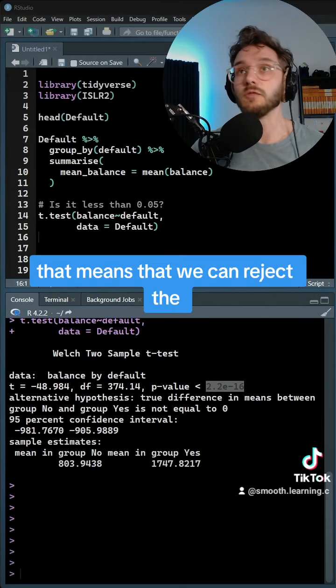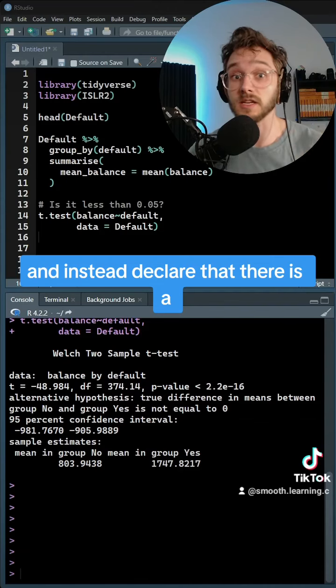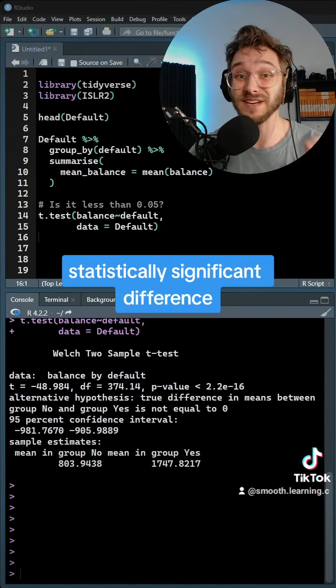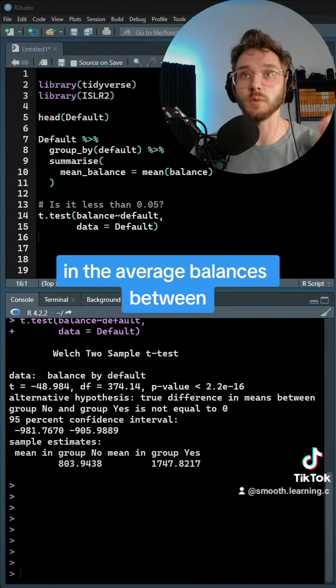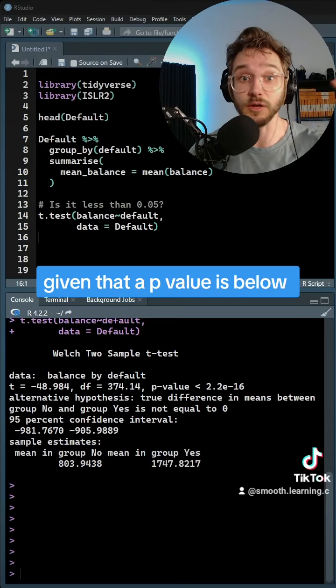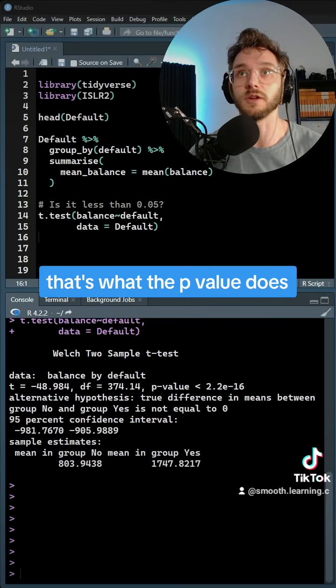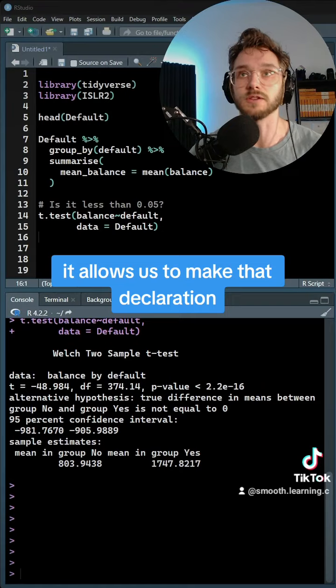That means that we can reject the null hypothesis and instead declare that there is a statistically significant difference in the average balances between these two groups, given that a p-value is below that threshold. That's what the p-value does, and it allows us to make that declaration. Hopefully that helps.